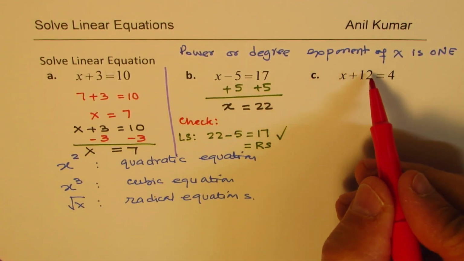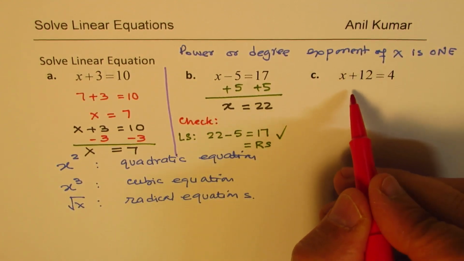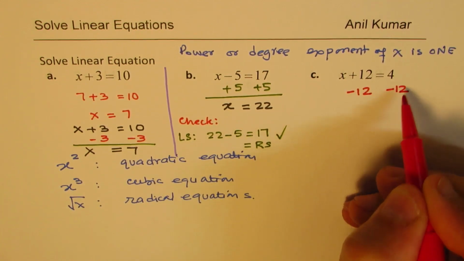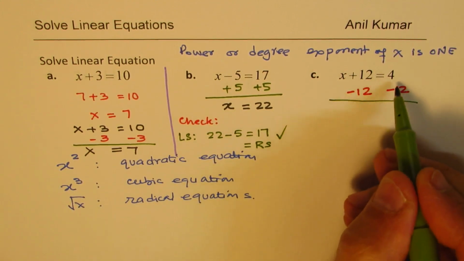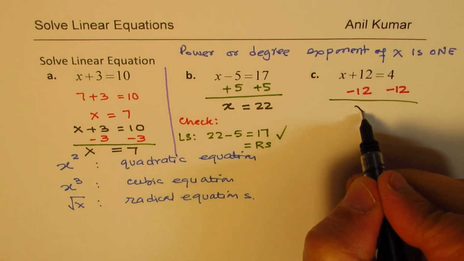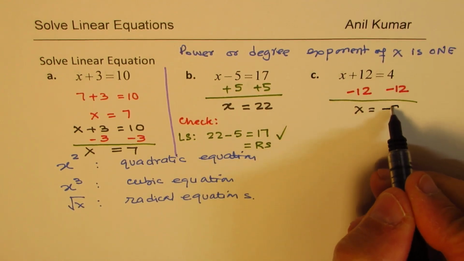We have plus 12. The inverse, or the thing which could make this part 0, is negative 12. So we are going to add negative 12 on both the sides. Equal to means you have to do same operation on both the sides, right? Okay, so once you do that, what do you get? You get x equals to 4 minus 12, that is minus 8.